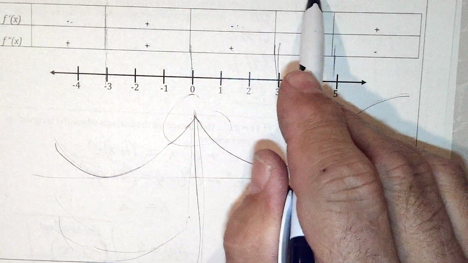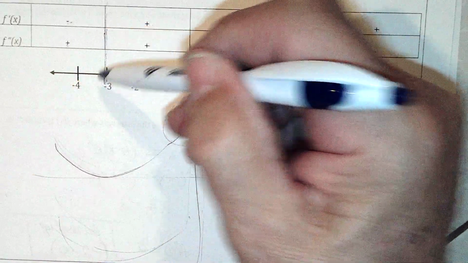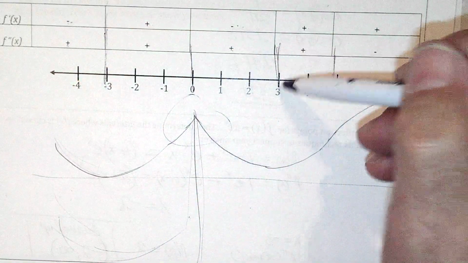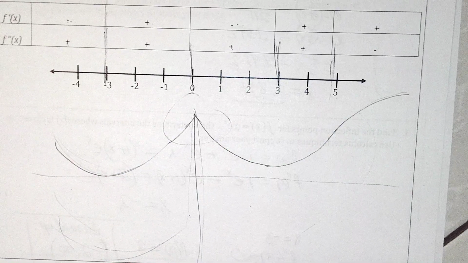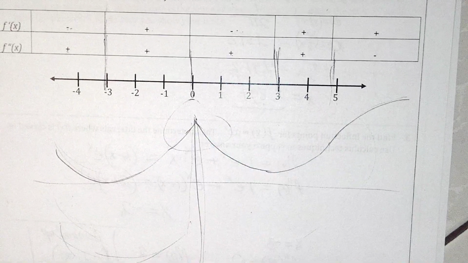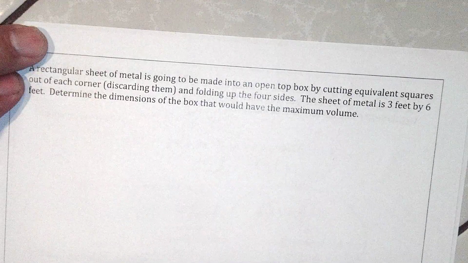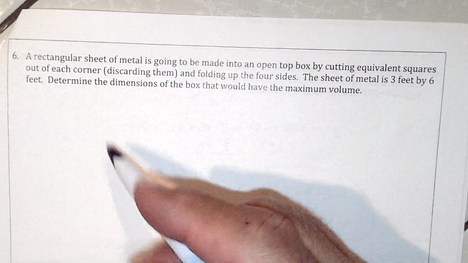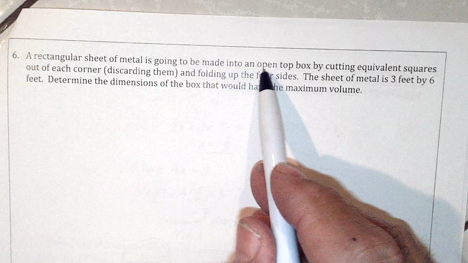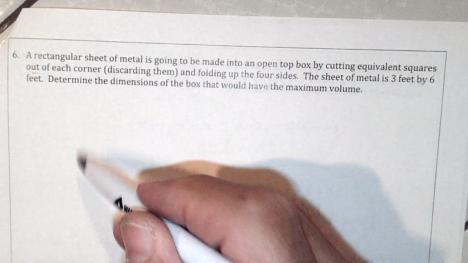So note that the table lines line up the graphs of -3, 0, 3, and 5. So this is what the graph would look like with a cusp there. It would have to be something like this. Number 6. A rectangular sheet of metal is made into an open top box by cutting equivalent squares out of the corner.